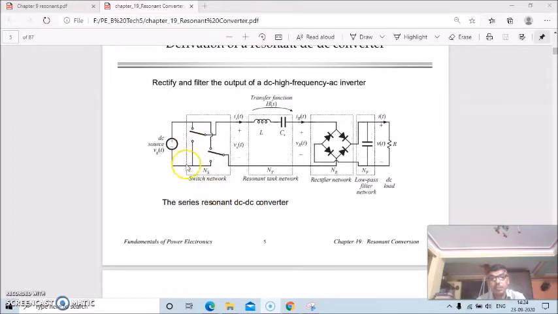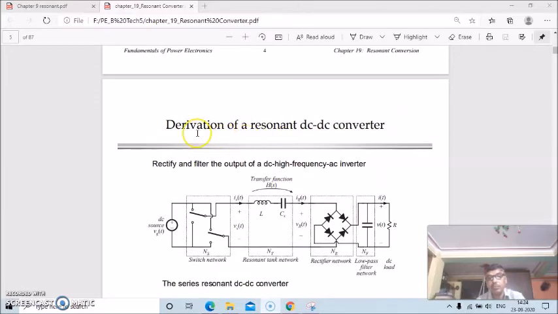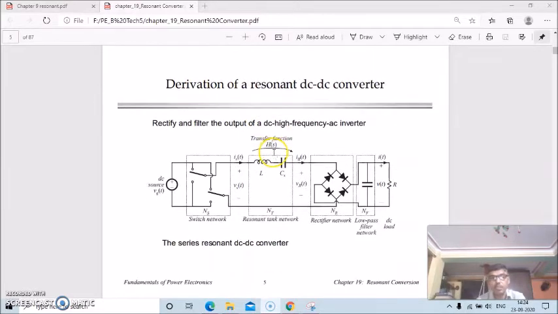This is the switch network, this is the DC source, and this is the resonant tank network, with its transfer function. This is the rectifier network, this portion is the low pass filter network, and this is the DC load. This is for the derivation of the resonant DC-DC converters.